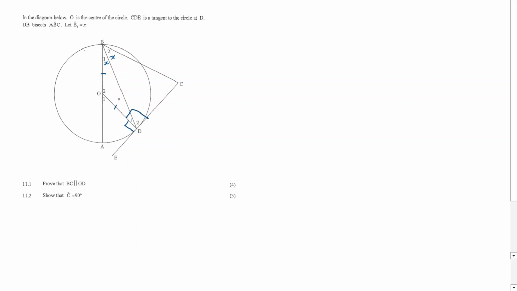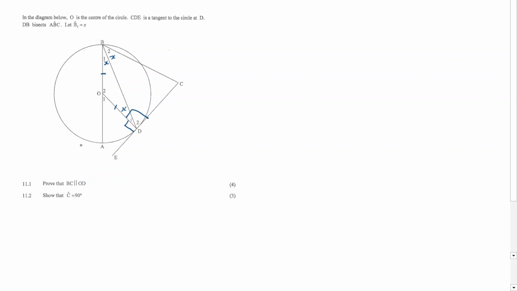The other thing that I'm thinking at the moment is that this would be X because I've got an isosceles triangle, and if you wanted, you could then call this 2x because of exterior angle of triangle. But let's not rush ahead of ourselves. And so prove that BC is parallel to OD.